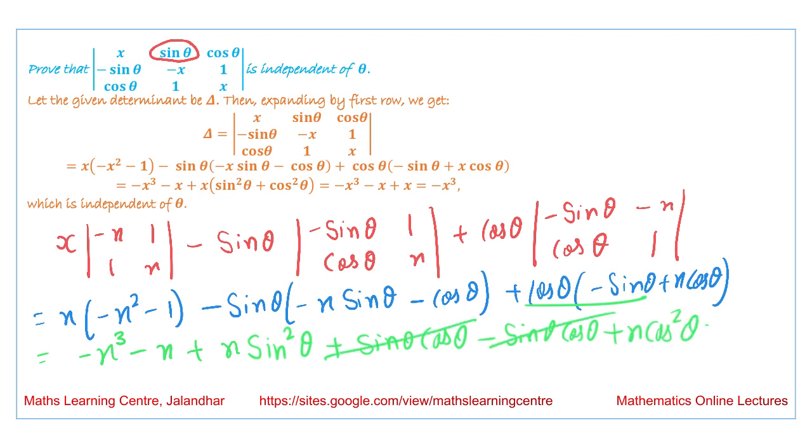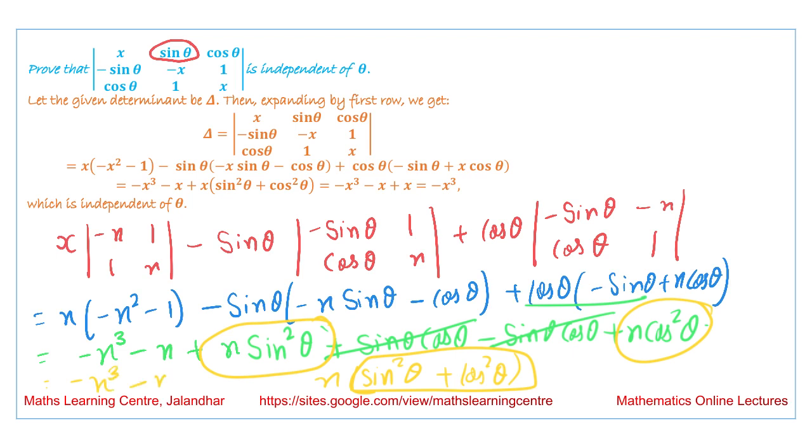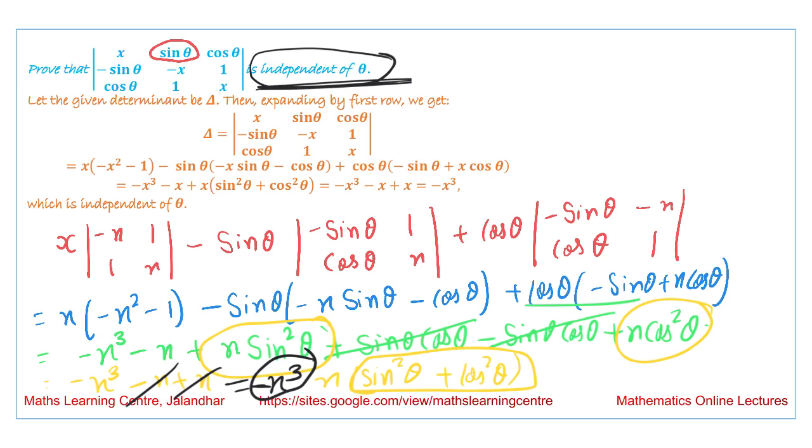These two terms get cancelled, and look at these values over here, it is x sine square theta and x cos square theta. On combining this we get x into sine square theta plus cos square theta, and the value of this term comes out to be 1. So we are left with minus x cube minus x plus x. Now this minus x plus x gets cancelled and we are left with minus x cube. So clearly this value is independent of theta, and this is what we have to prove.